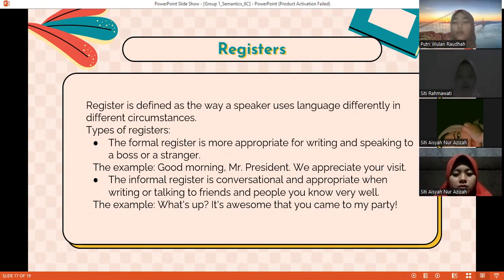Nah, jadi kalau informal register ini digunakannya biasanya dalam kehidupan sehari-hari. Kalau misalnya ngobrol sama friends, best friend, or maybe with your family, and so on.